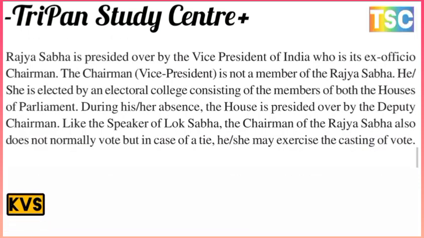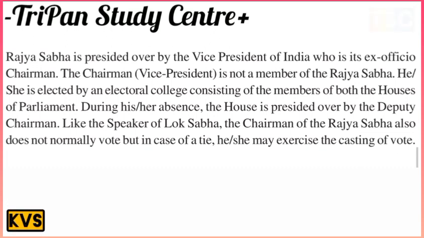Rajya Sabha is presided over by the Vice President of India, who is its ex officio chairman. The Vice President is not a member of Rajya Sabha. He is elected by an electoral college consisting of members of both the Houses of Parliament. During his or her absence, the House is presided over by the Deputy Chairman. Like the Speaker of Lok Sabha, the chairman of the Rajya Sabha also does not normally vote, but in case of a tie, he may exercise a casting vote.